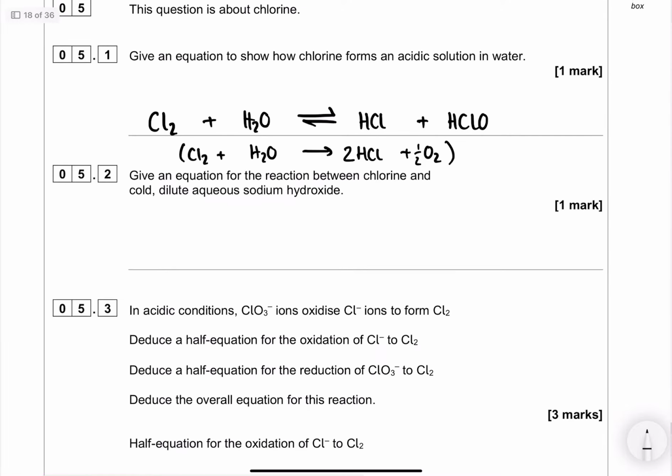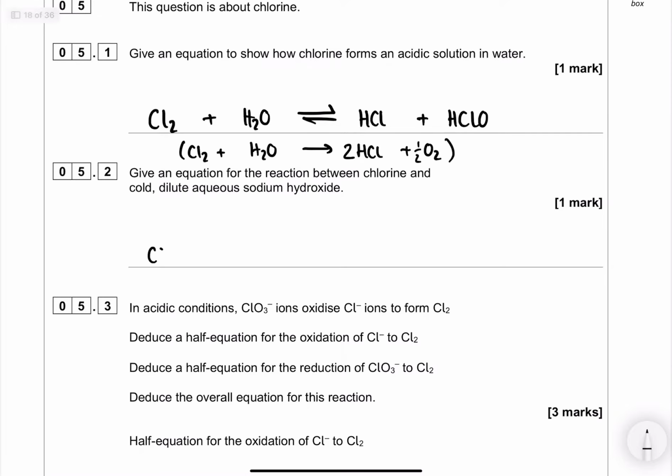Give an equation for the reaction between chlorine and cold dilute sodium hydroxide. So when these two react, when we're making bleach, we get sodium chloride, sodium chlorate(I) and water. And we need to balance that.